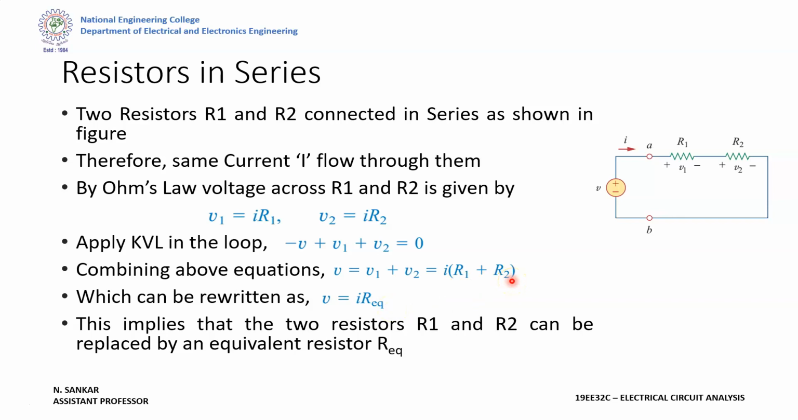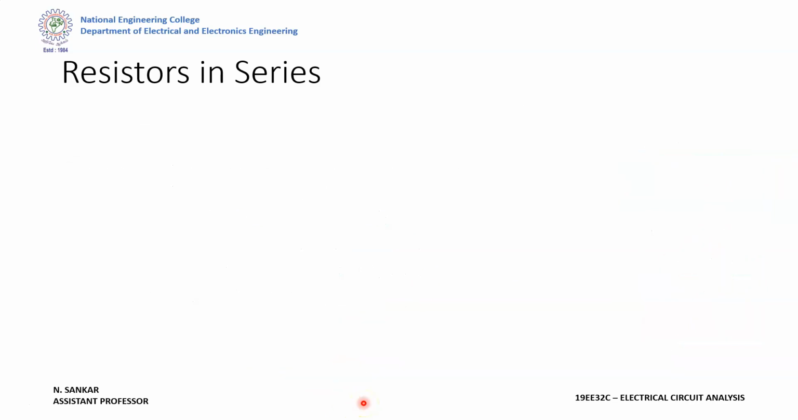If you connect any number of resistors in series, then the equivalent resistance will be equal to the sum of the resistances. So these two resistances can be replaced by a single resistance with the value of R equivalent. For example, if this is 1 kilo ohm and this is 1 kilo ohm, then the value of R equivalent will be 2 kilo ohm. So R equivalent is nothing but R1 plus R2.